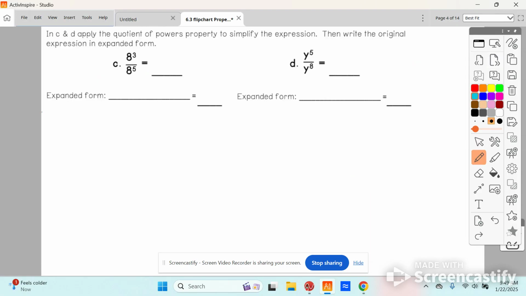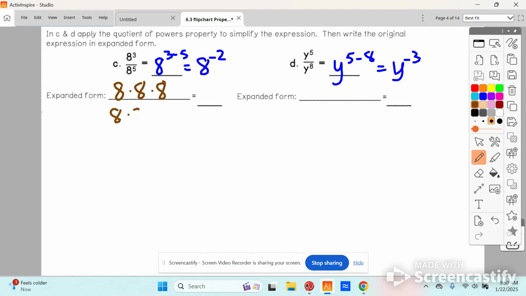Now, we're going to use the quotient of powers property to simplify these expressions. So I have 8 to the 3 minus 5, which actually gives me a negative 2. And I have y to the 5 minus 8, which equals y to the negative 3. When I expand these out, I have 3 eighths up top and 5 eighths on the bottom.